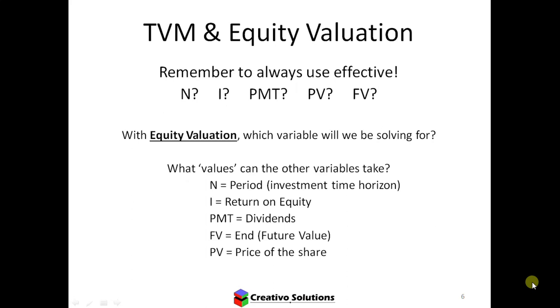If those dividends are paid out regularly, then we have a payment, and we're going to insert that as your PMT variable in the time value of money calculations. Then you've got FV, which is the future value, which is the end value. We would expect to sell our shares at a certain point in time, and we can estimate what the future value could potentially be, and what sort of return on investment we could get having invested in equity. And then the PV, the last variable, is the price of the actual share.